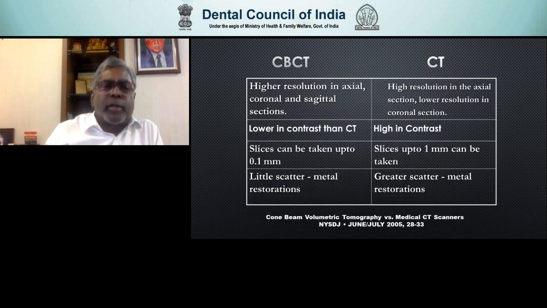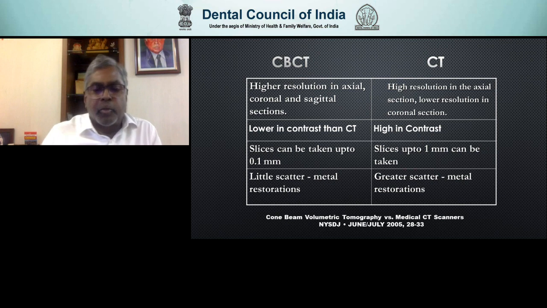And the other huge advantage in cone beam CT is there is very little scatter when you have metal restorations compared to a CT scan where there is much more scatter. Now, you know that most of the patients who come will already have a pre-existing restoration or metallic crowns or bridges. So if you have lesser scatter, it's obviously going to give you much more accurate measurements and your planning can be much more accurate. So a cone beam CT today is the standard of care, a gold standard, compared to a CT scan. And the slices are also much thinner. You can go to as little as 0.1 millimeter slice in a cone beam CT.